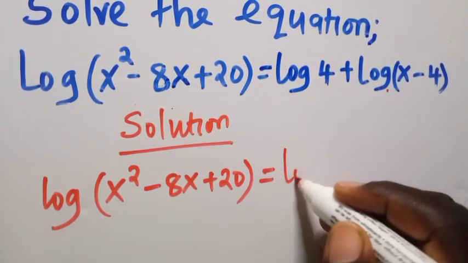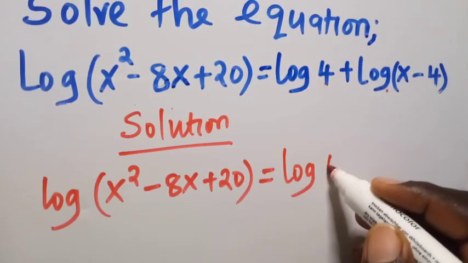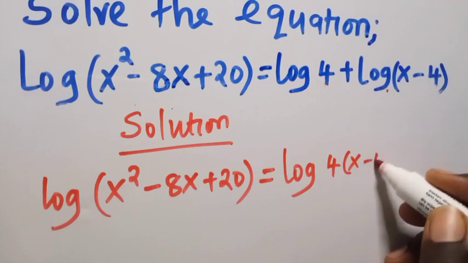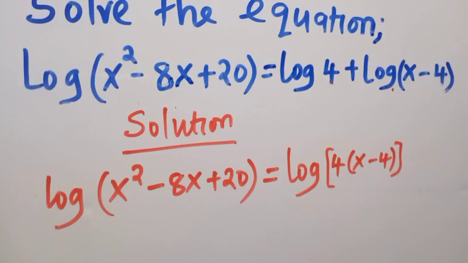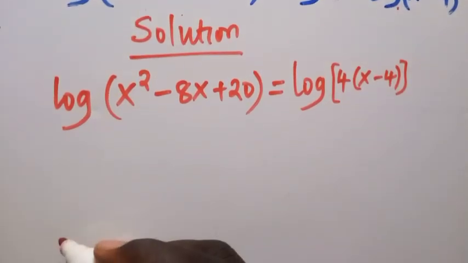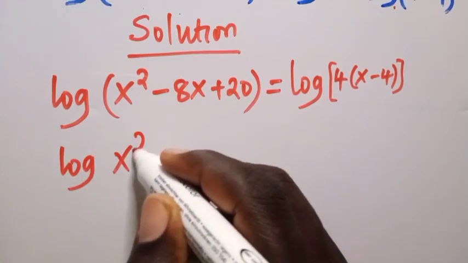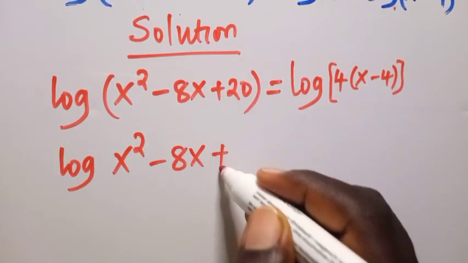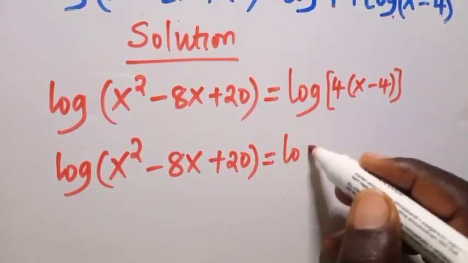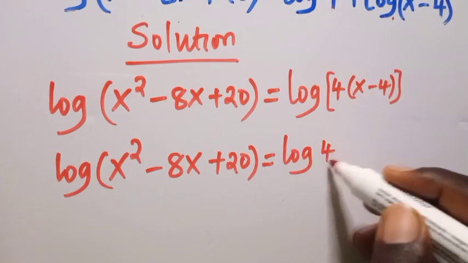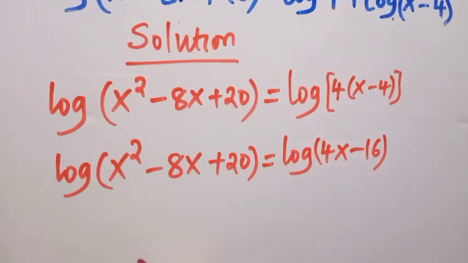Now if we combine them, then we shall have the logarithm of 4 times (x minus 4). And then I close the bracket that way. Now from there, we shall have the logarithm of x squared minus 8x plus 20, close the bracket, equals the logarithm of 4 times x is 4x, then 4 times negative 4 is negative 16, then close the bracket that way.